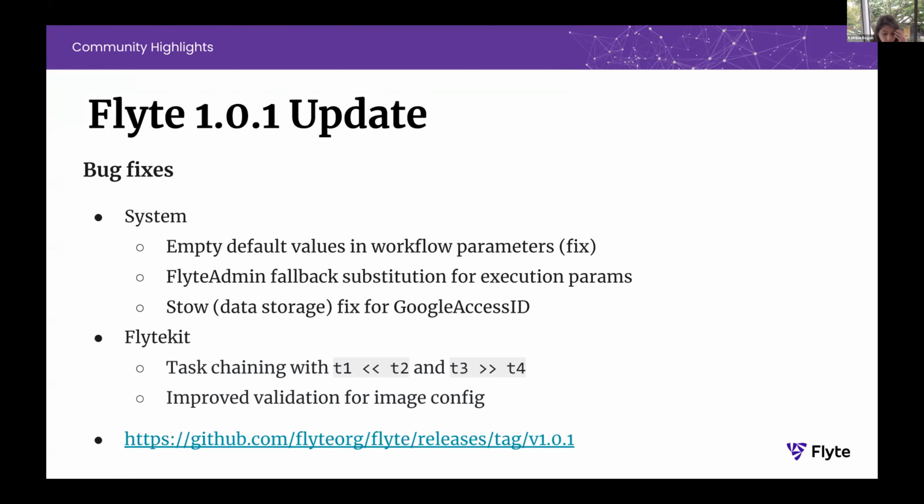We also have some cool new features in Flytekit that are part of this release. You can now do task chaining without explicitly making function calls. You can just use the right shift and left shift operators like so. And we've also improved image config validation to make it easier to use for registration. If you're interested, you can check out the full release notes at the release link below.